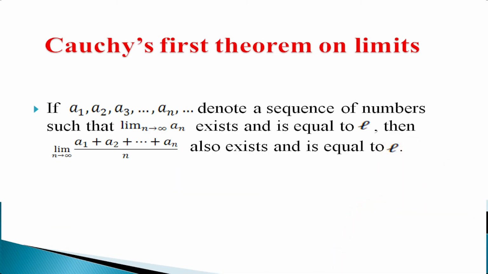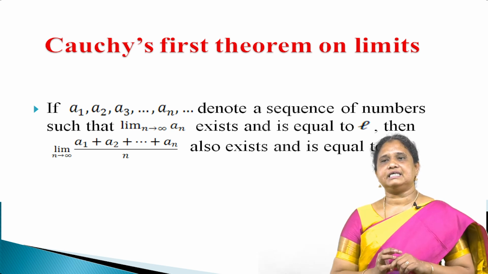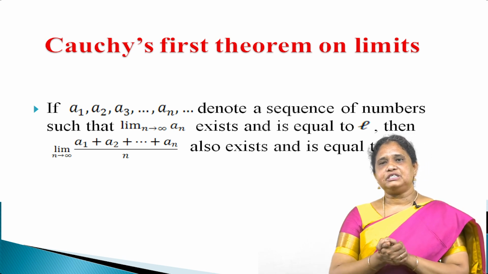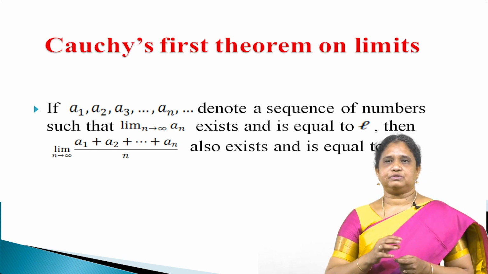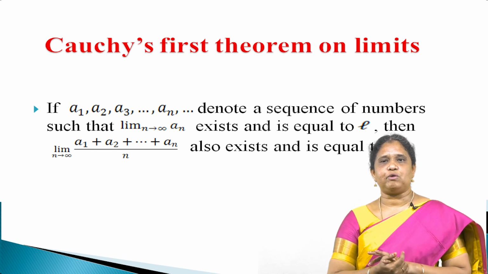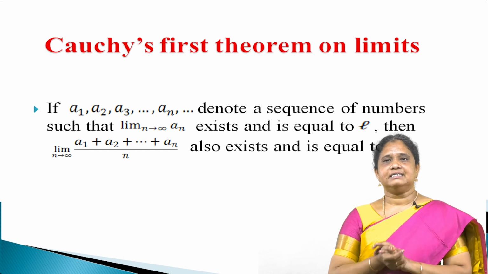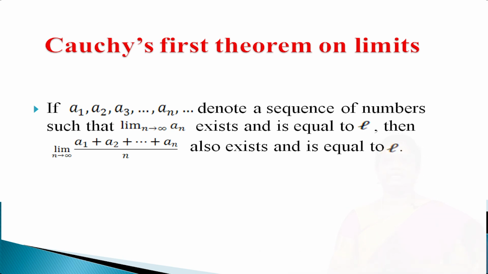It's an important theorem on limits, that is Cauchy's first theorem on limits. If a1, a2, a3, etc., an, etc. denote a sequence of numbers such that limit n tends to infinity an exists and is equal to L, then limit n tends to infinity, the average of the first n elements, that is a1 plus a2 plus etc. an divided by n, also exists and the limit is equal to L. So this is a famous theorem on limits.